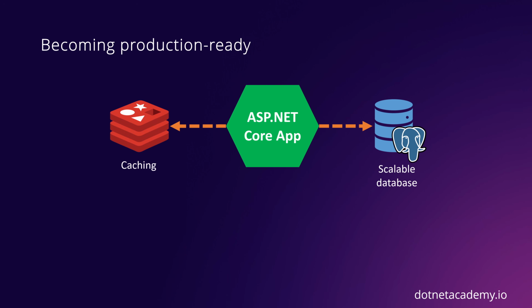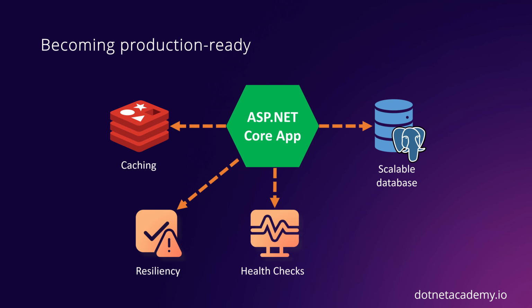A caching service like Redis to improve response times and reduce database load as user traffic grows. Resiliency with smart retry policies to handle inevitable service failures gracefully. Health checks so that the application can self-heal when unexpected issues impact the app or its dependencies. And observability, which translates into having enough logs, traces, and metrics to troubleshoot the application effectively.